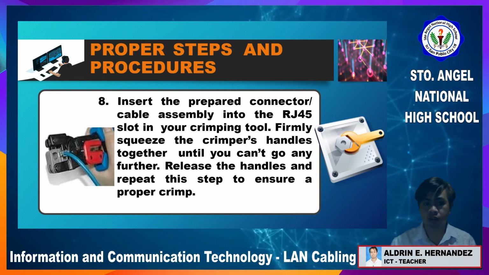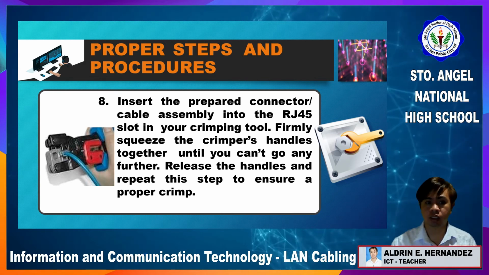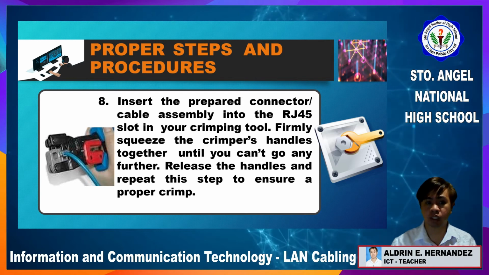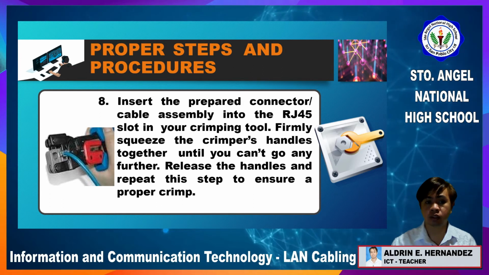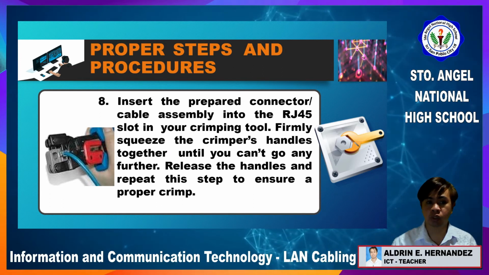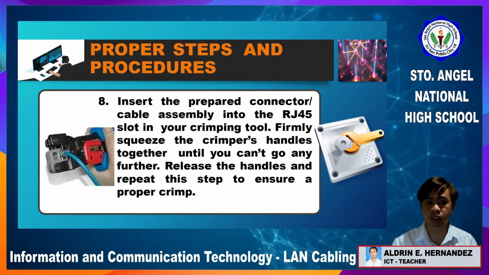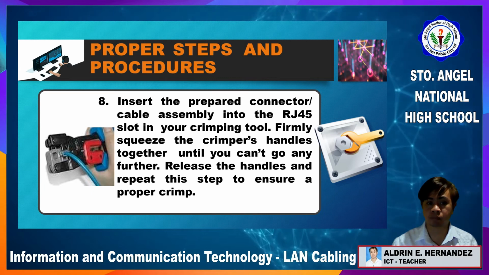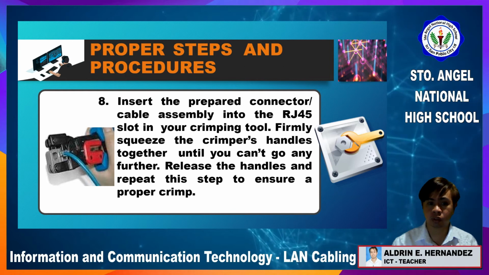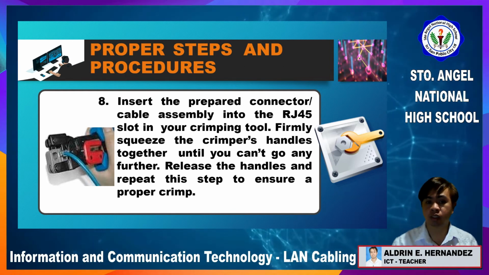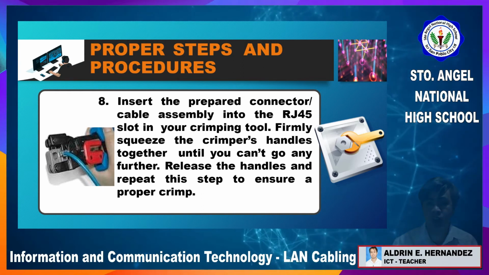Step number 8. Insert the prepared connector cable assembly into the RJ45 slot in your crimping tool. Firmly squeeze the crimper's handle together until you can't go any farther. Release the handles and repeat the steps to ensure a proper crimp. Class, take note, you must gently and firmly grip the crimping tool to avoid breaking the RJ45 connector.